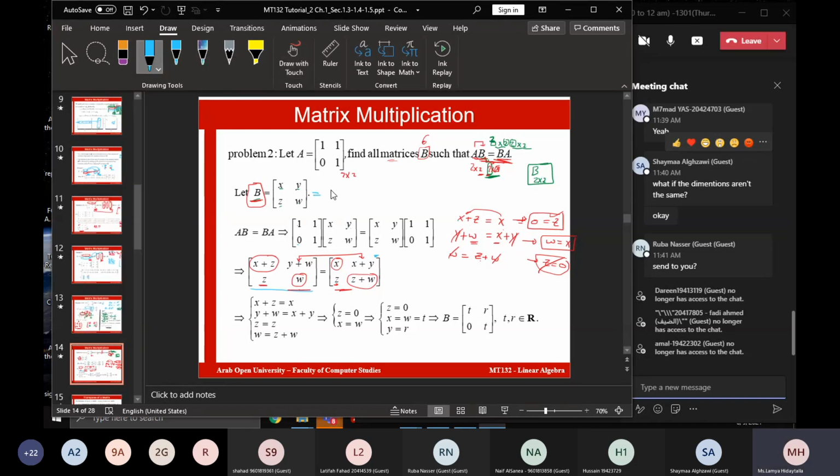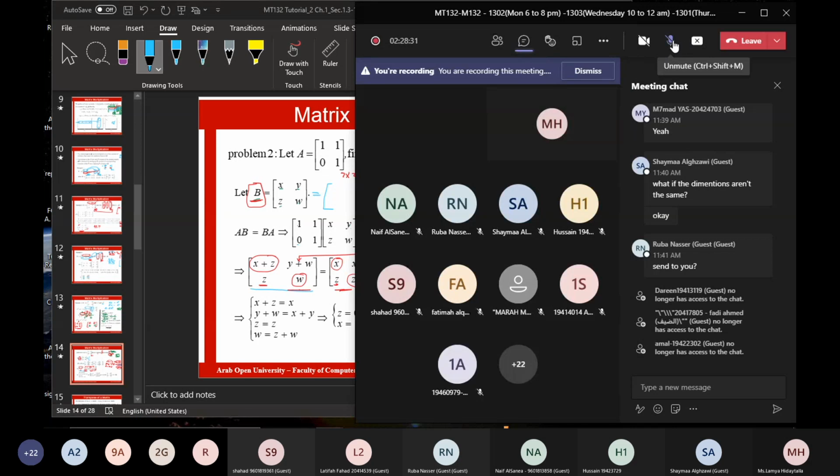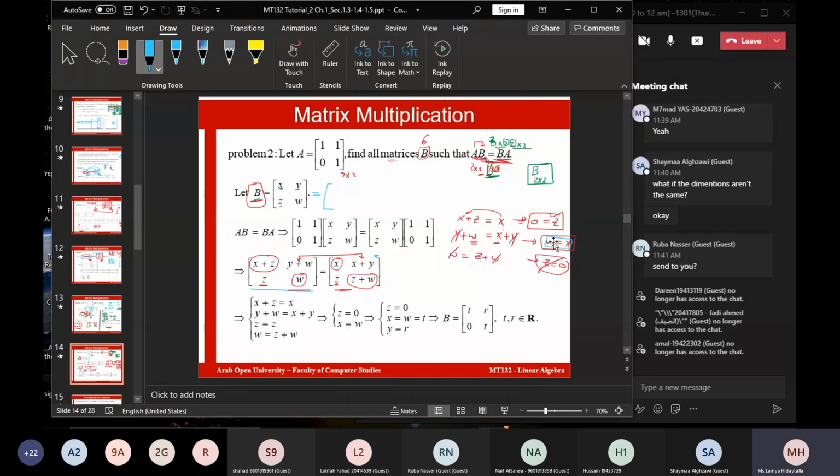That this should equal to Z by 0. X with W should be the same. Whatever values that X takes, W should take. If I put here X, I should put here X. If I put here R, I should put here R, where they are real numbers.